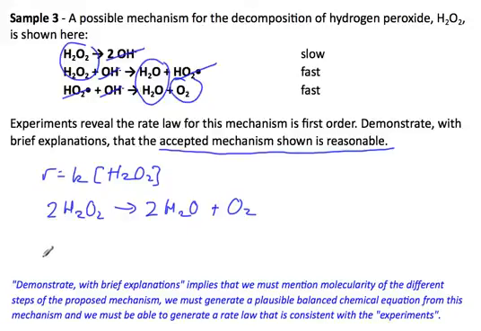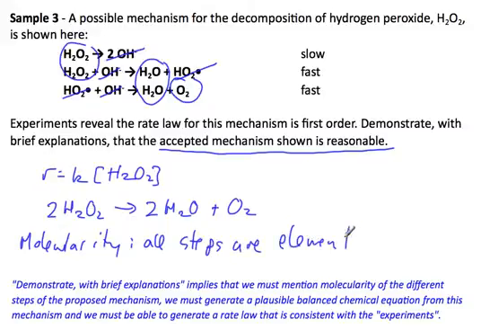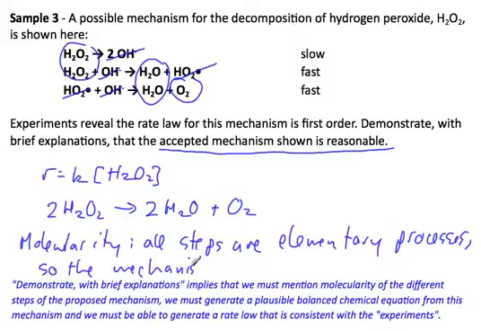And in terms of is this mechanism reasonable? In terms of molecularity, all steps are elementary processes, so could very likely occur as written. So the mechanism is probably feasible. It's possible. Okay, so that's sort of what you need to be able to manage when you want to try to explain whether a mechanism is possible.